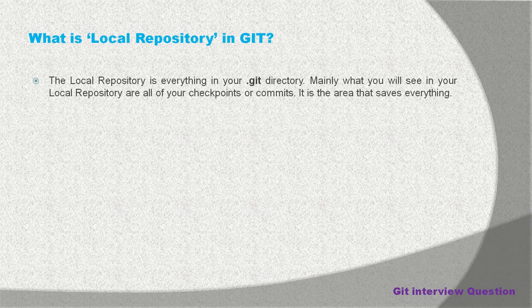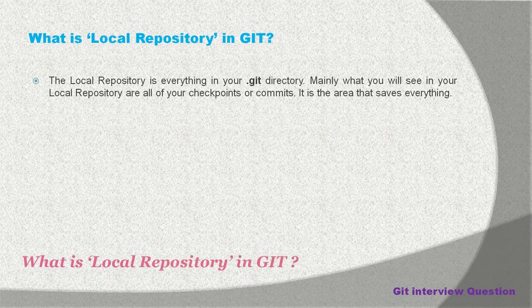The local repository is everything in your .git directory. Mainly, what you will see in your local repository are all of your checkpoints or commits. It is the area that saves everything.